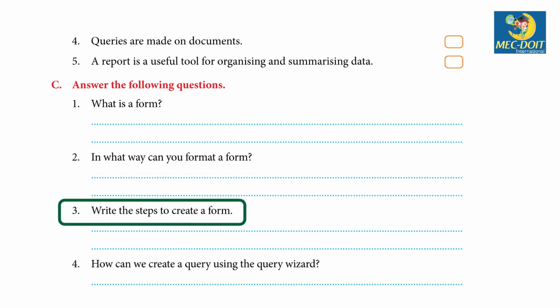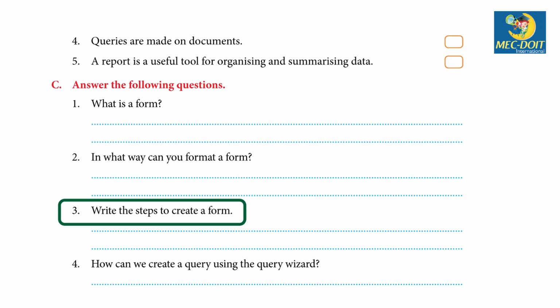3. Write the steps to create a form. Answer: steps to create a form. 1. From the navigation pane, choose the table. 2. Click the Form button in the Form group after selecting the Create tab from the ribbon. 3. A new form has been created. Notice how the ribbon options have changed and how the Design tab is now active.